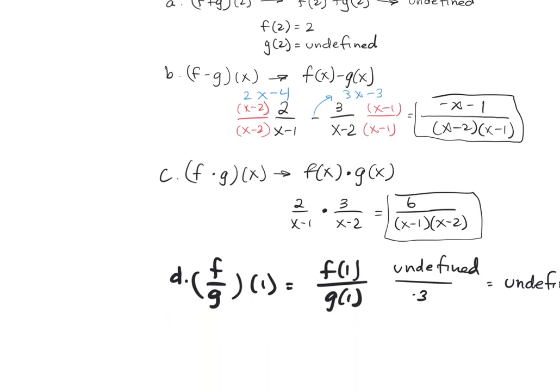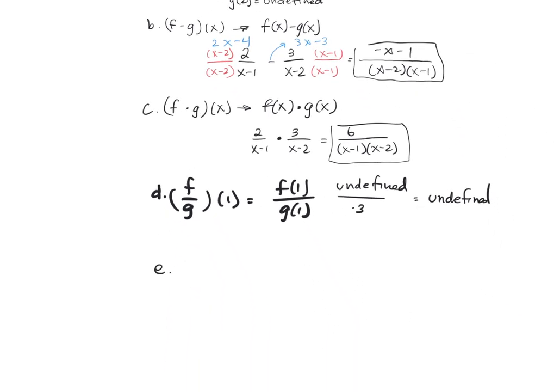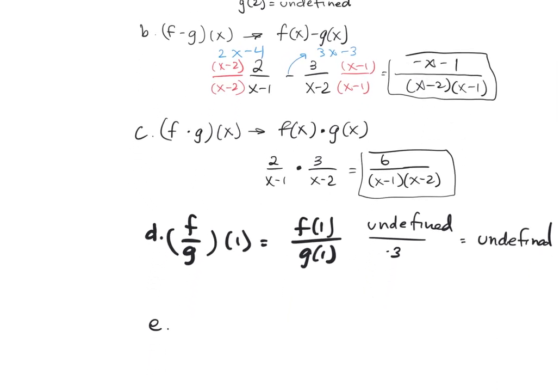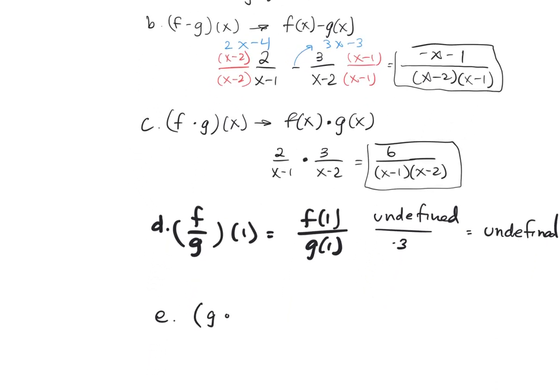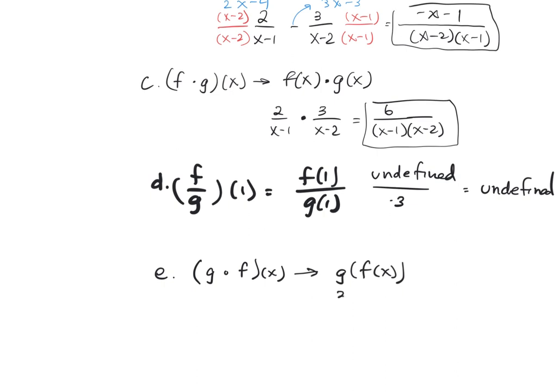For part E, it is g of f of x. So the g function is 3 divided by x minus 2. Now I'm going to turn the x into an empty parenthesis because f of x is going to fill that empty parenthesis, and f of x is 2 over x minus 1.